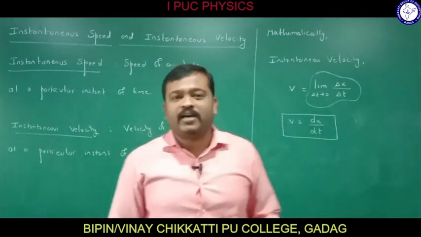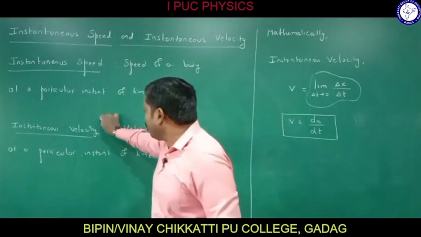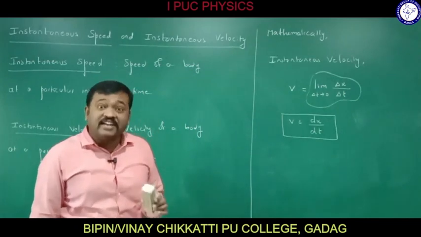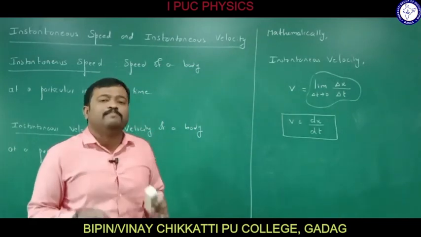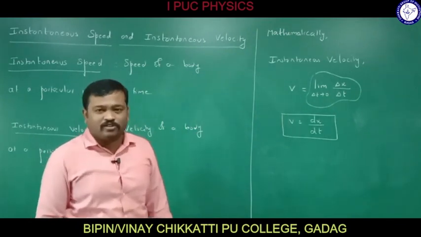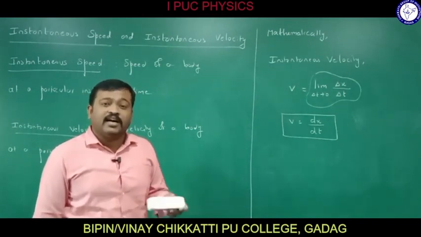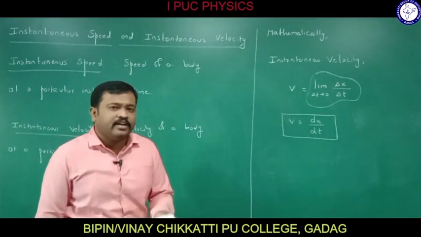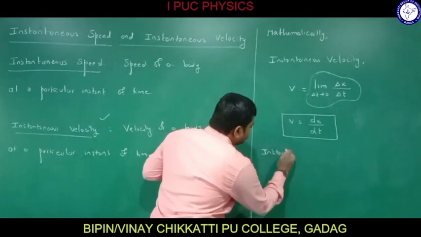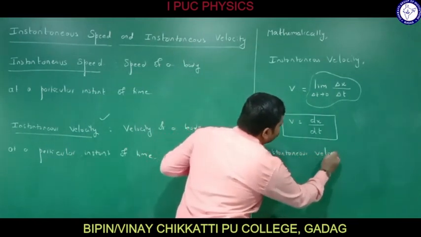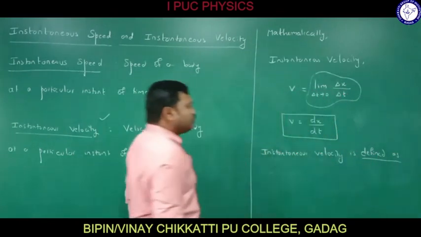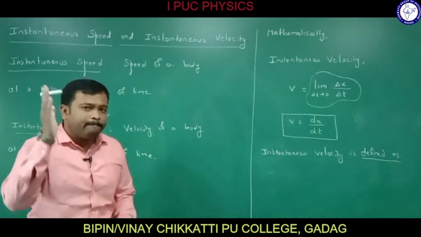In the examination, a question may be asked like this: define instantaneous velocity. How to define it? Let us define it mathematically. Always remember, if you want to define a physical quantity, you need to explain it using mathematics. Then only is it the correct answer. Whenever we write the answer for a definition, you need to define it in terms of mathematics. Let me write instantaneous velocity is defined as, remember, whenever you use the words defined as, you are writing in terms of mathematics.